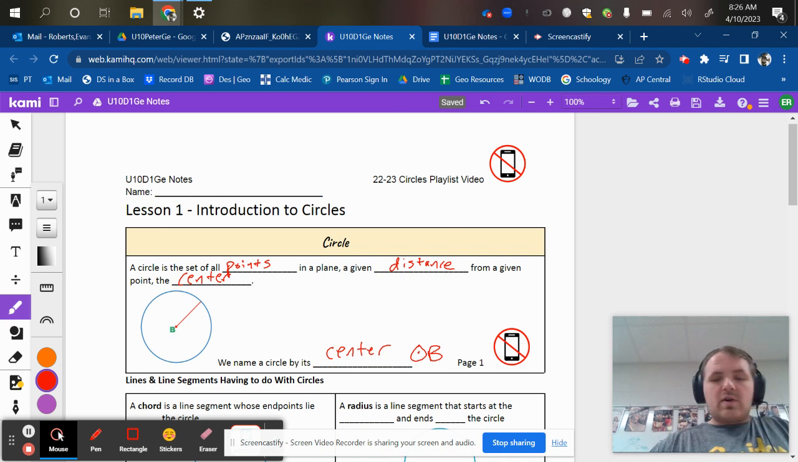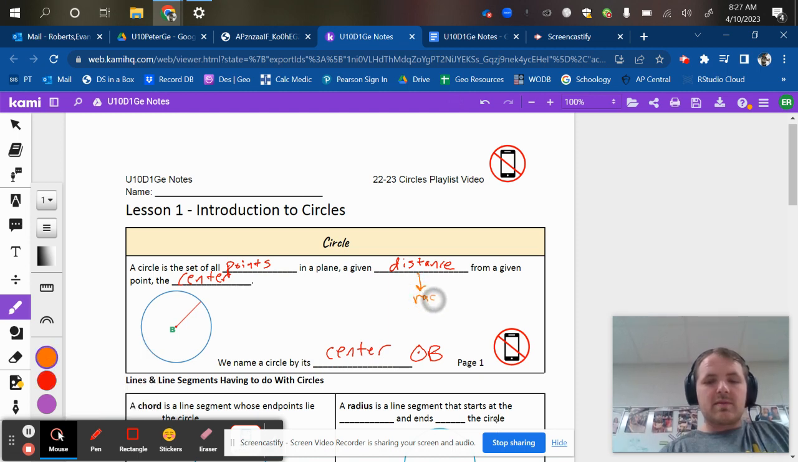And so the given distance is also known as a radius. Hopefully that word is somewhat familiar. The radius would be that red distance, which is now orange, right there. We would call that something like 3 centimeters, 5 centimeters, 10 miles, whatever the situation is.